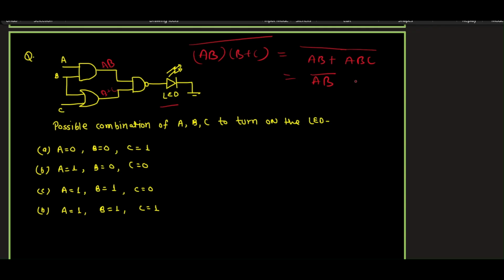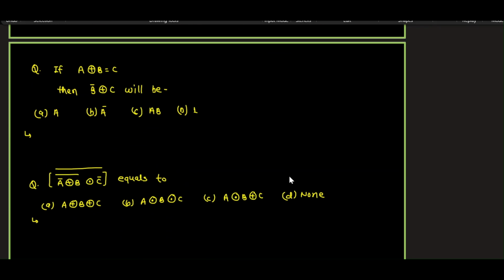Now, if you see, if any of the inputs is zero, the output LED will glow. If A is zero, my LED will glow. If B is zero, then also my LED will glow. If A and B both are one, then only my LED will not glow. If any of the inputs is zero, the output will definitely glow, irrespective of C. So the possible combination of ABC is on this option, A and B. That is what the answer is.